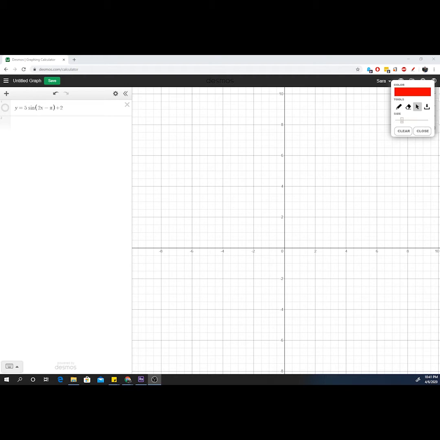So what we're going to do today is carry on with what we were learning in the last couple lessons. And you can see here I picked a function that has as much as you possibly could add into a trig function. It's got the A, the B, the C, and the D term in there.